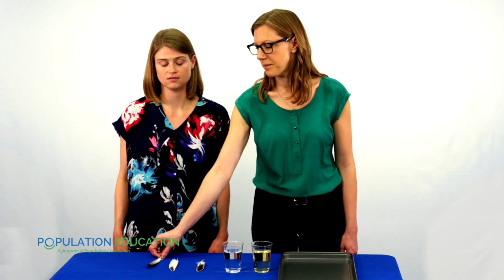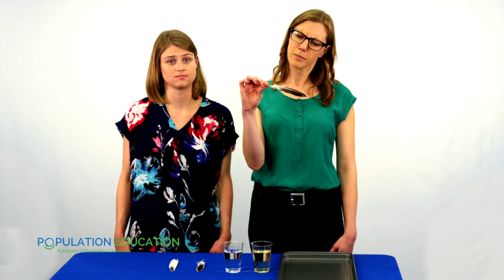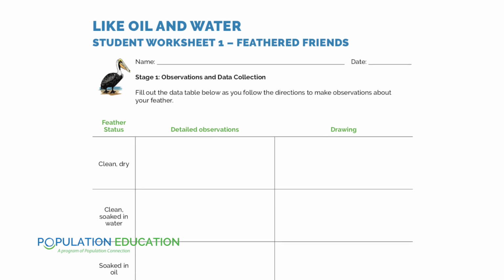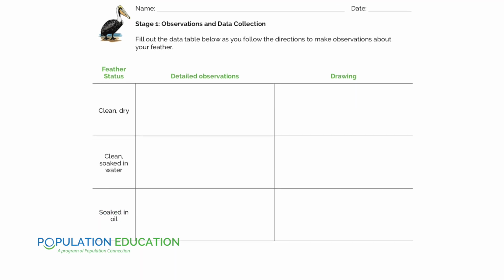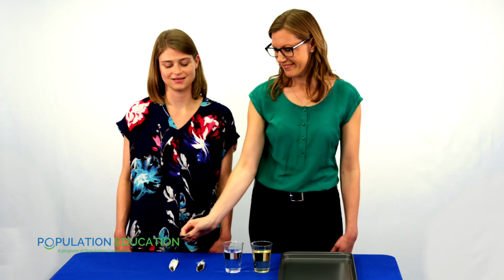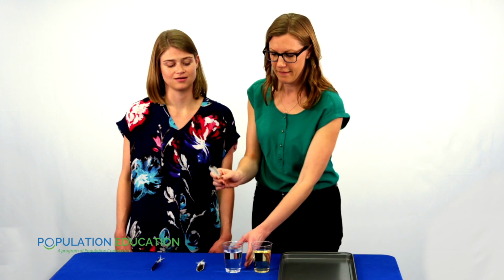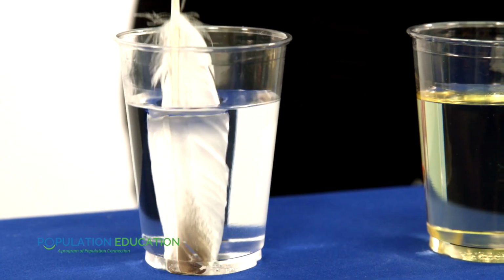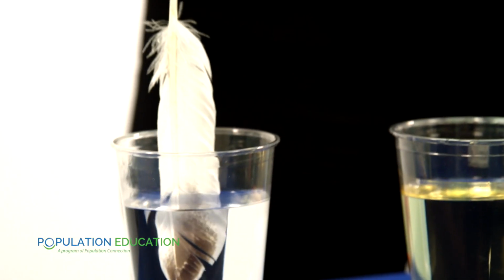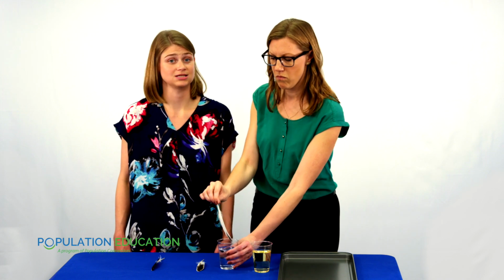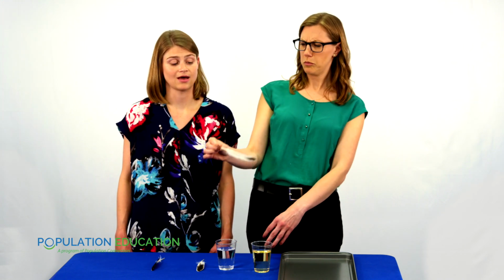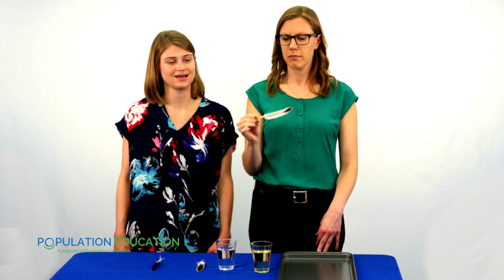of different states. First, students observe a clean, dry feather. They write some observations about the feather and make a sketch of it in their data table. Next, students take the feather and dip it into the water. They then record more detailed observations about the feather. How does it behave? Does it repel water? Does it change shape once it's wet?